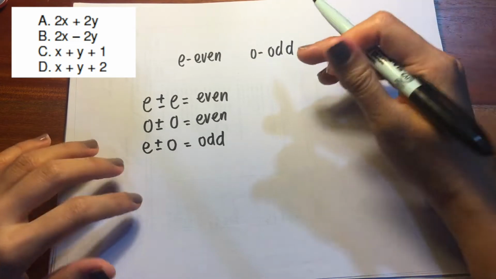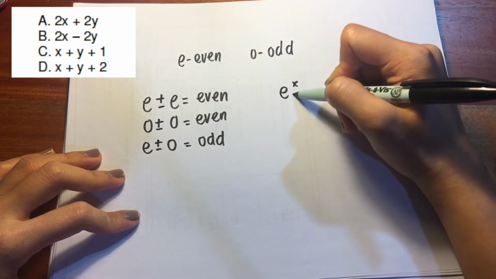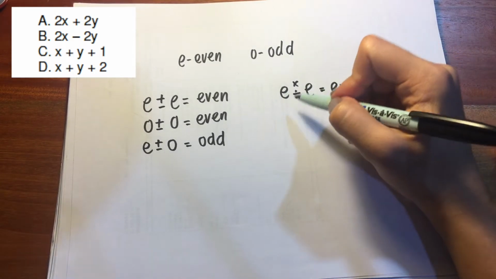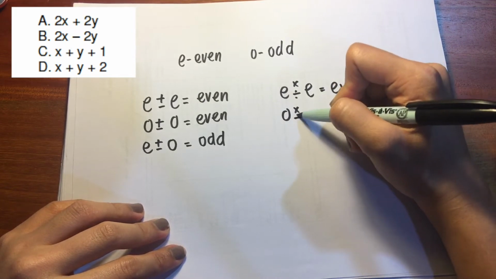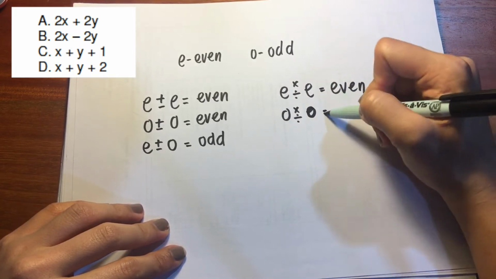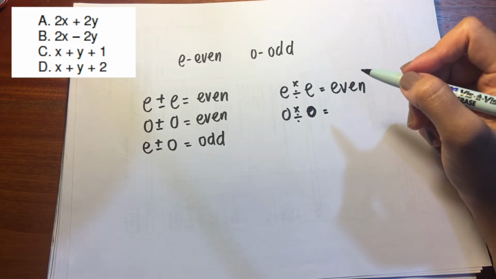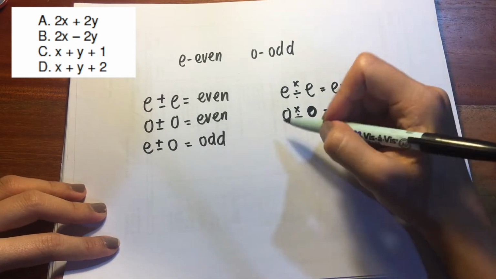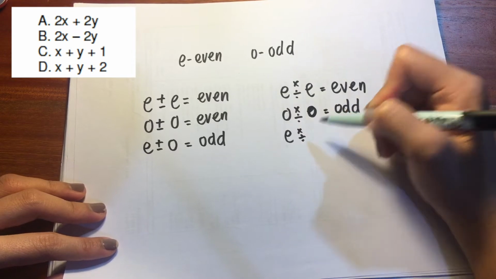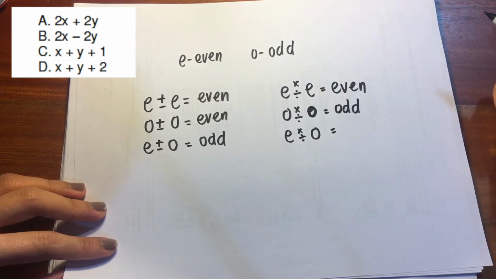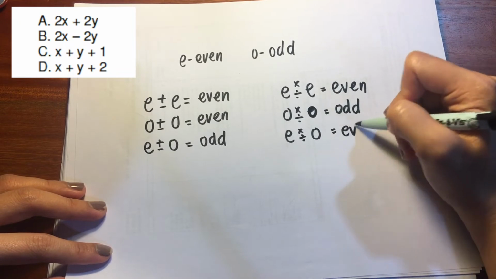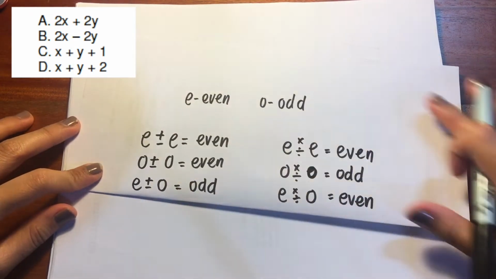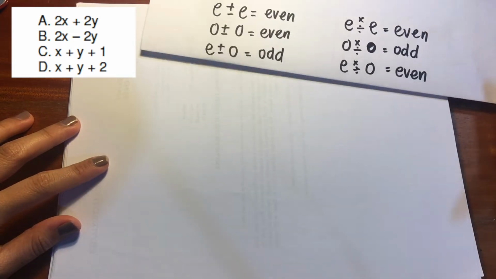How about multiplication? When you're multiplying or dividing even numbers, the answer is always an even number. When you multiply or divide odd numbers, the answer is always an odd number. How about when you multiply an even and an odd number? The answer is always an even number. So taking note of these, we're going to answer number 3.